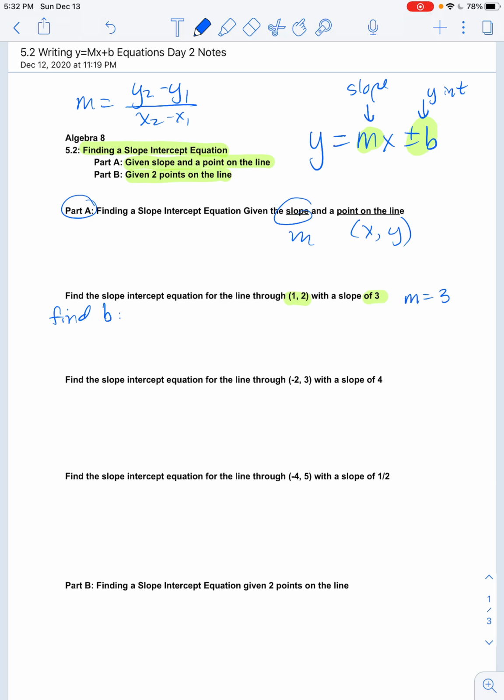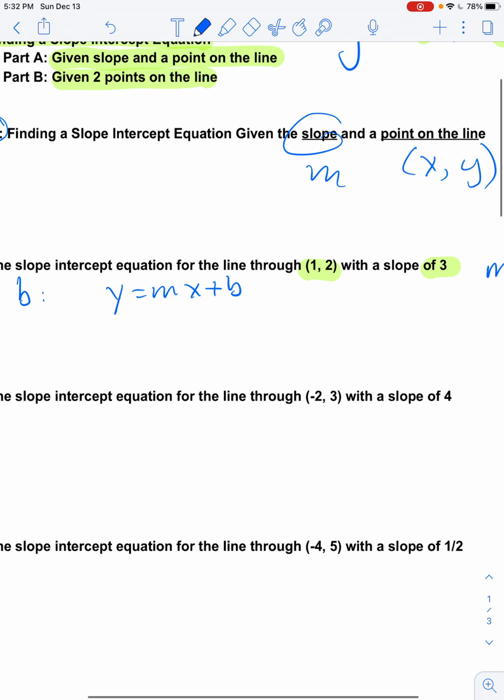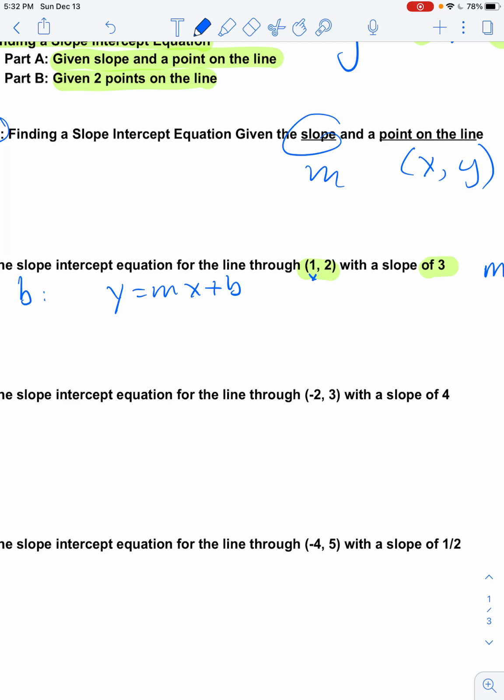Here's how we go about finding b. If you start with the equation y equals mx plus b, you plug in the parts that you know. This is an x value, a y value, and the m value. So in place of the y, I put my 2. In place of the m, I put my 3. In place of the x, I put my 1.